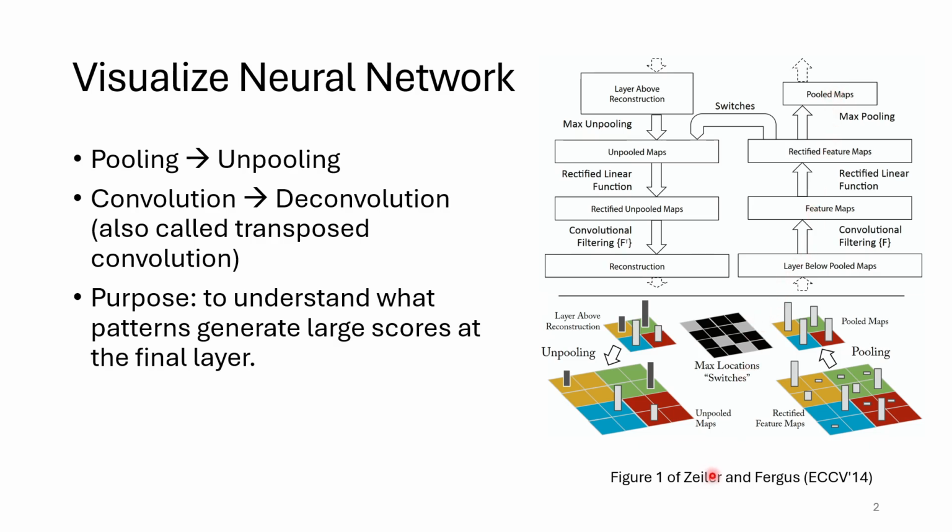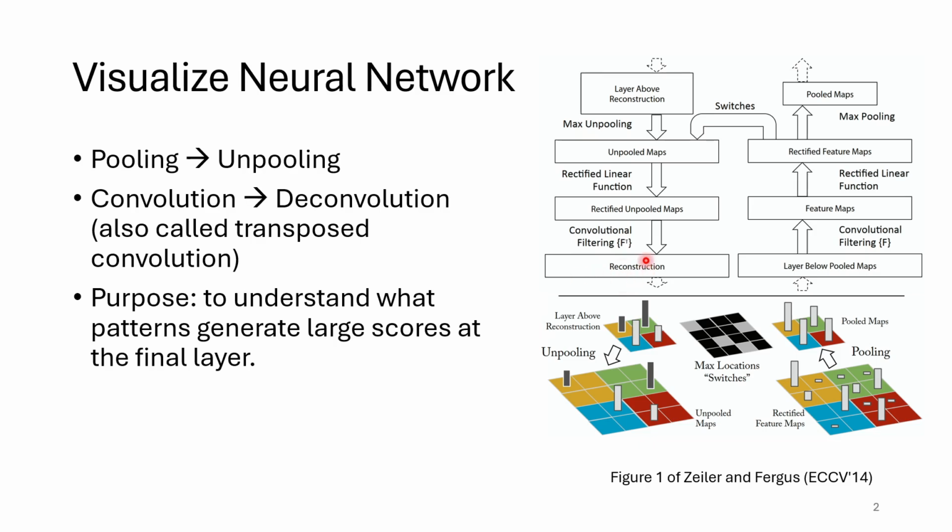So Zeiler and Fergus invented the idea. Once they can record the positions of those max pooling layers, then once they get the activation value, they can use those activation values and go back to the unpooling layer and invert the activation value and then reconstruct the signals which will activate certain neurons.